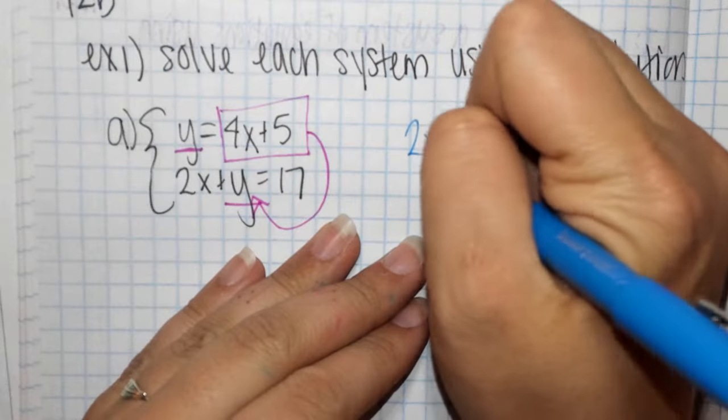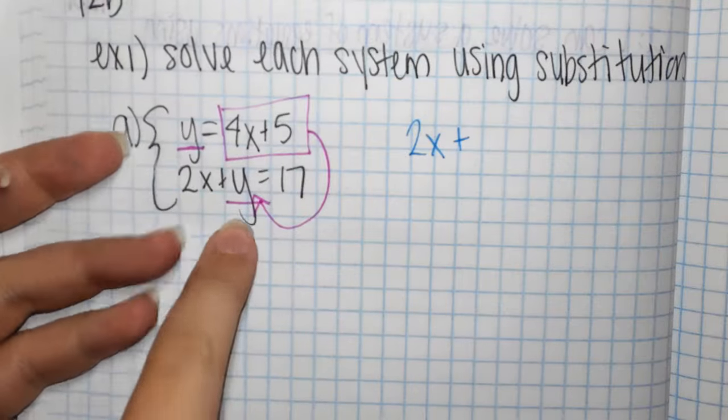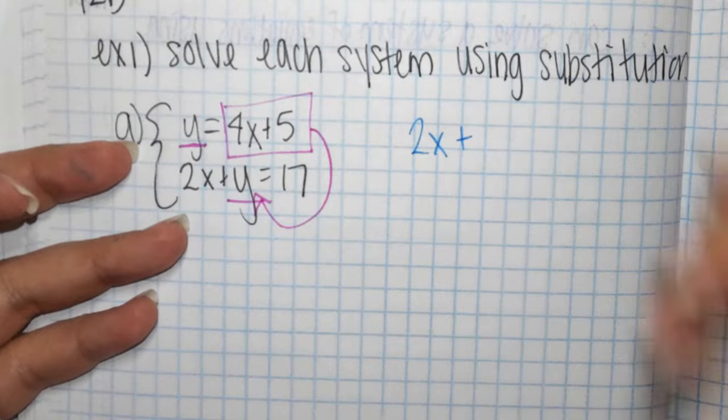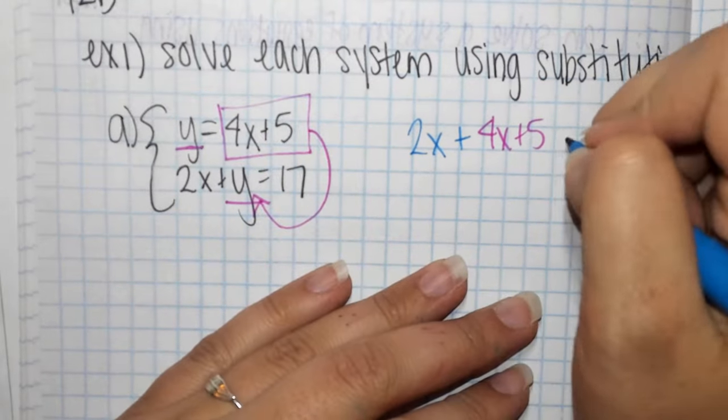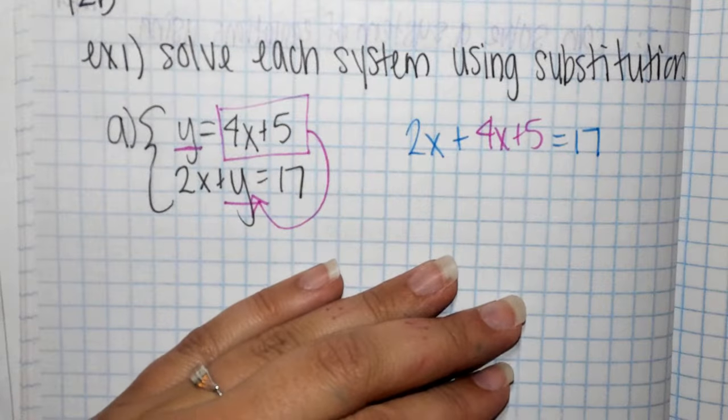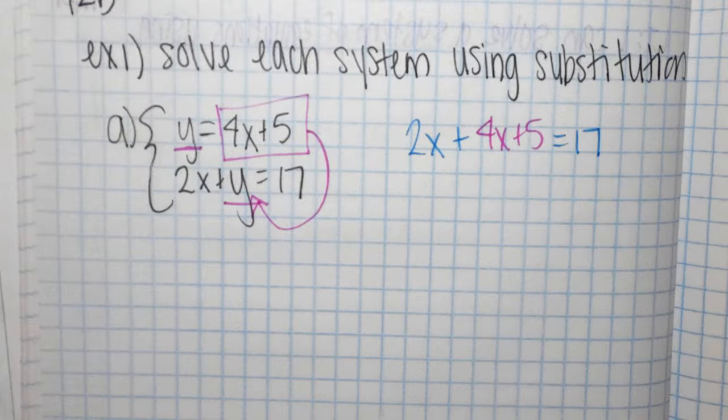Alright, so then we have 2x plus. What does y equal? What are we plugging in for it? 4x plus 5. Take a point. Equals 17. Does everybody see what I did? No? Okay, I was going to explain it again, so I need you to be serious.